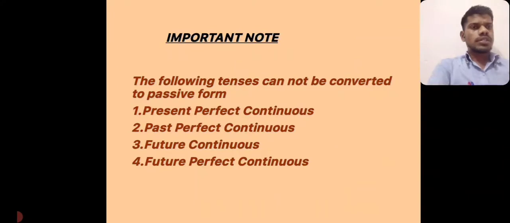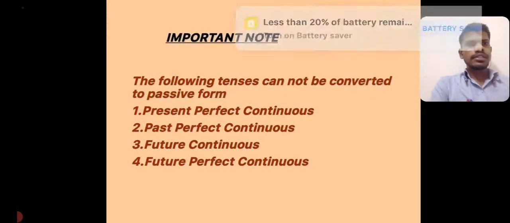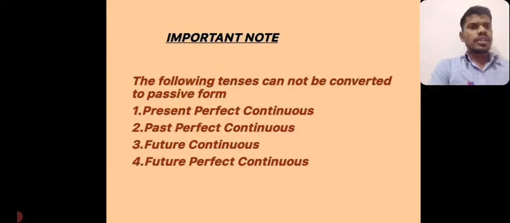It's very important that we keep in our mind the following tenses which cannot be converted to passive form. There are 12 tenses. Among the 12, only 8 can be converted to passive form. First one, present perfect continuous tense, we cannot make it. At the same time, past perfect continuous also we cannot. Then future continuous, we cannot make active to passive. Then future perfect continuous also. So keep in mind that 8 tenses can be converted from active to passive. These 4 can't be converted. It's very important that we keep this in mind.